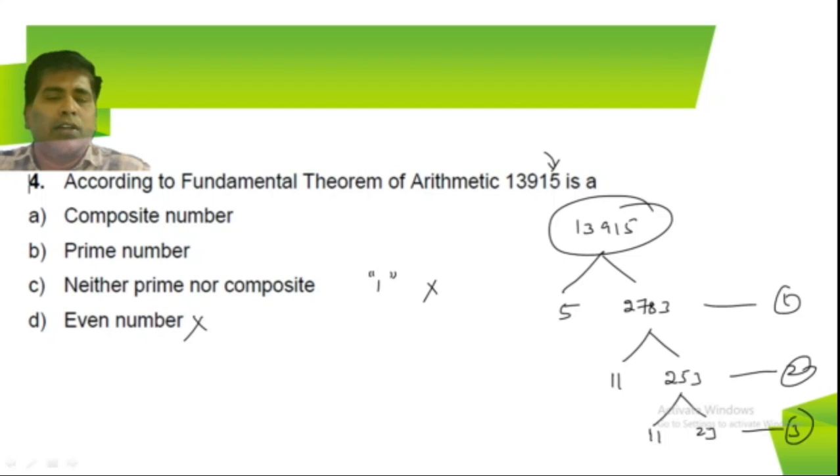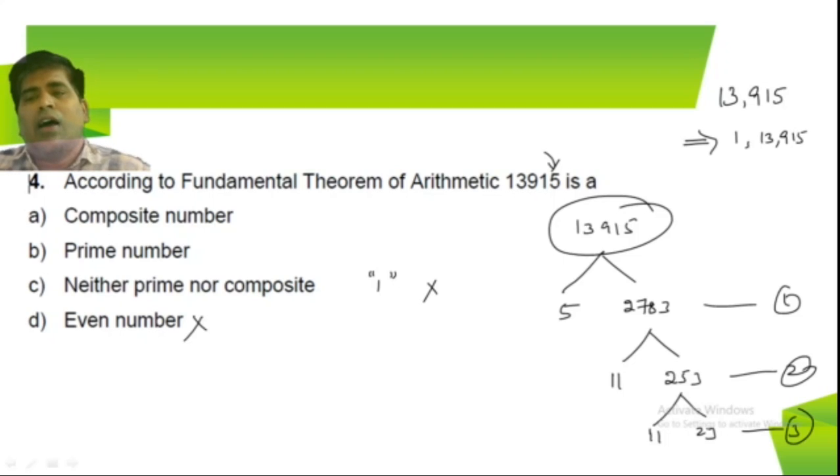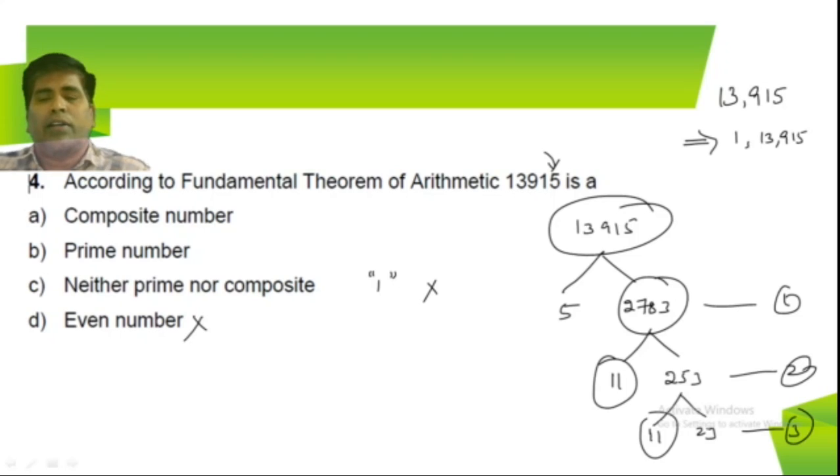Why is it a composite number? 13,915 has more than 2 factors. First of all, 1 is always a factor, and the same number is always a factor. Other than this, 2783 is also a factor. 11 is also a factor. One more 11 is also a factor. So these many factors are there, so it is a composite number. Here your option is A. Option A. We'll go to the last question.